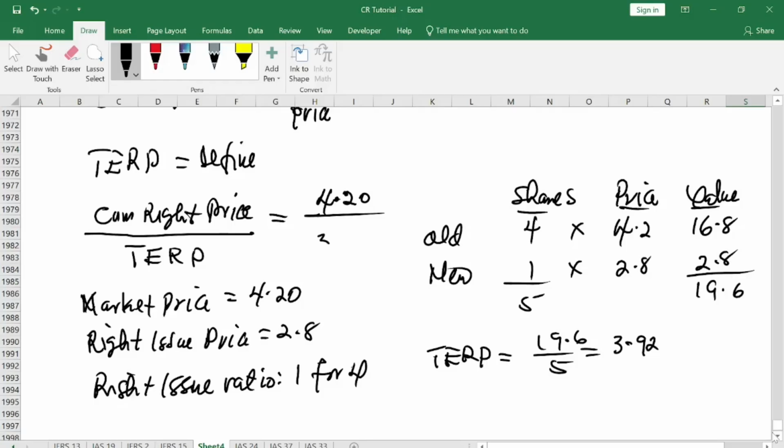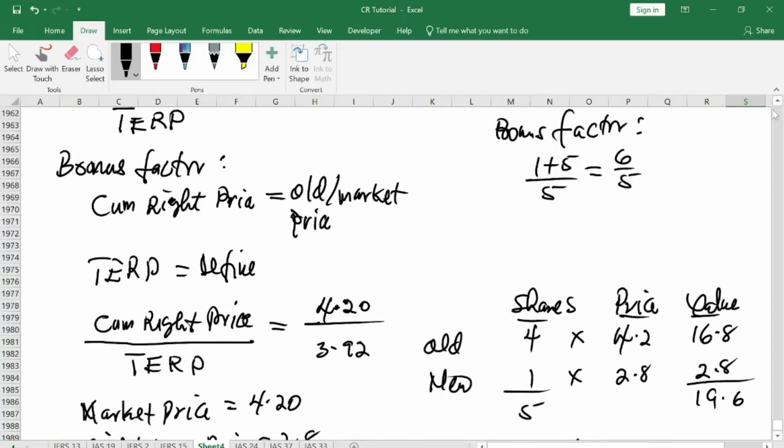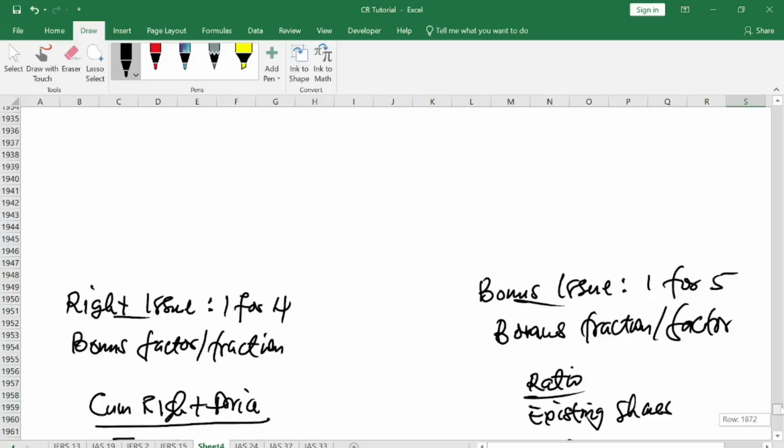So you have 3.92. Now, you can decide to leave the factors in fraction or in decimal. So 6 over 5 is 1.2, and the right issue factor is 1.07. Okay, so we've got it. This is what you are going to use for the adjustments, as I earlier indicated.